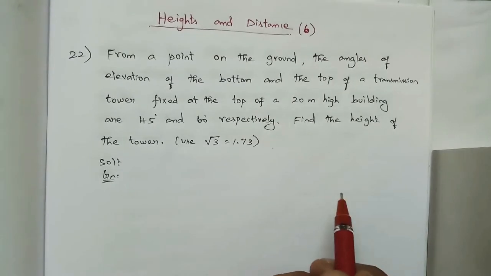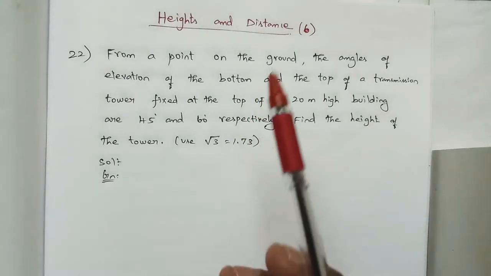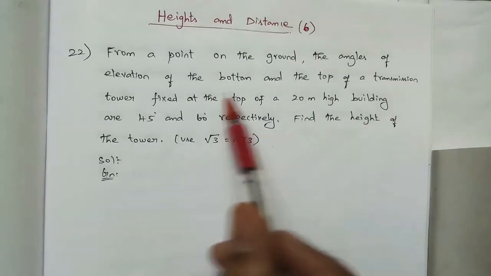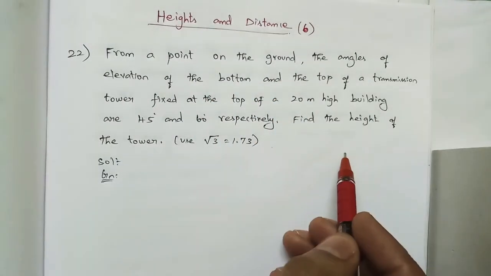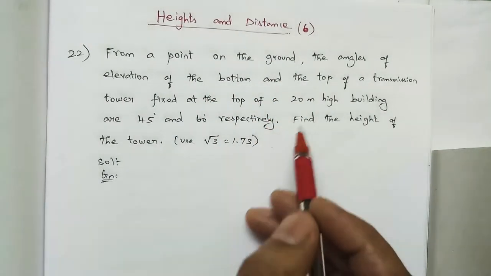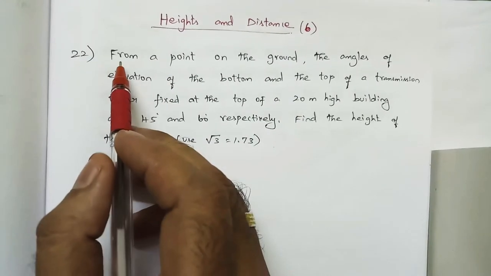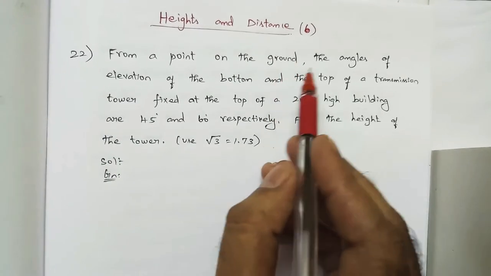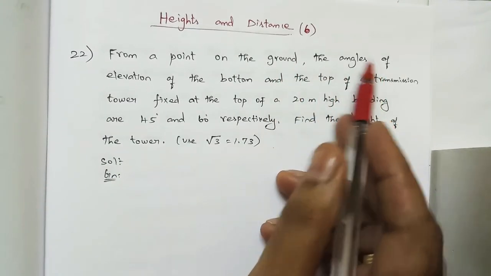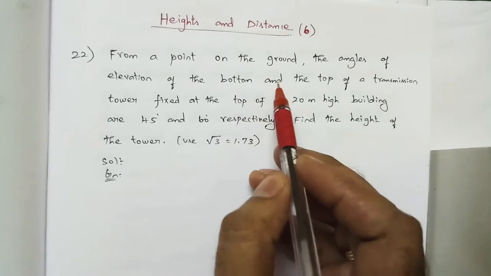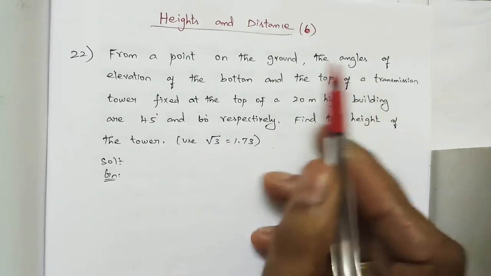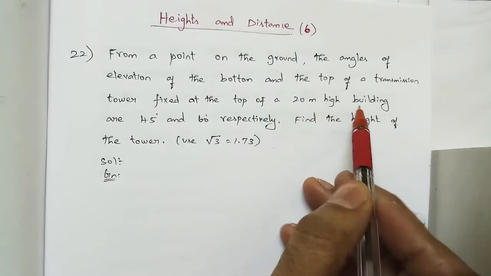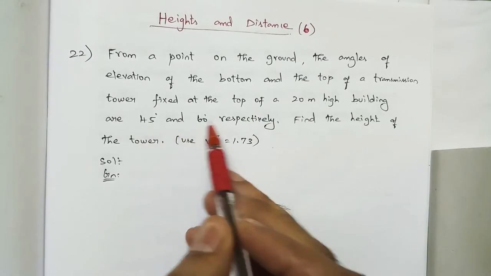Just by analyzing we can find whatever is needed, whether they ask you to find height or distance. First we'll read the question and draw the diagram, picturizing the question. Number 22: from a point on the ground, the angles of elevation of the bottom and the top of a transmitter tower fixed at the top of a 20 meter height building are 45 degree and 60 degree respectively.